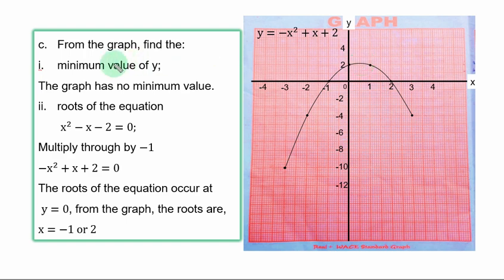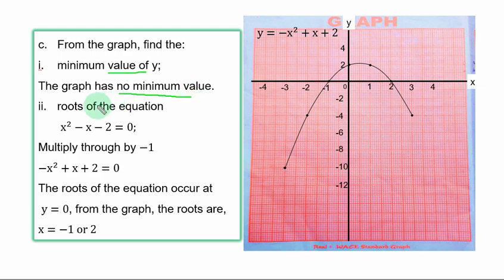Figure 1, the minimum value of y. Anytime you plot a quadratic curve, you always have two shapes: the U shape and the N shape. As you can see from this question, you obtain a maximum value from the N shape and you obtain a minimum value from the U shape. This curve is N shape. For that, the graph has no minimum value.